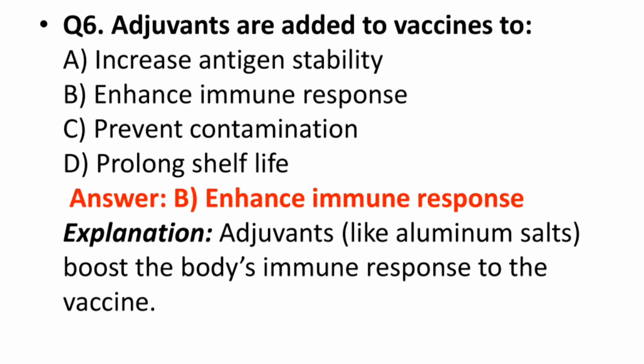Adjuvants are added to vaccines to do what? Option A increase antigen stability, option B enhance immune response, option C prevent contamination, option D prolong shelf life. The correct answer is option B enhance immune response. Adjuvants are added to vaccines to enhance immune response. Adjuvants like aluminum salts boost the body's immune response to the vaccine.